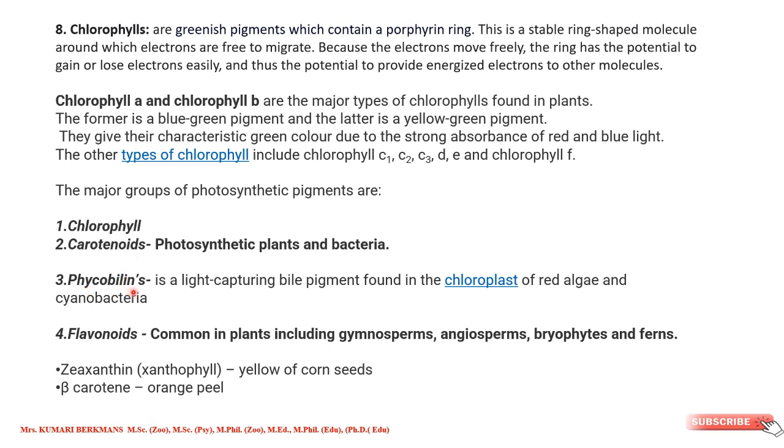Phycobilins are light capturing bile pigments found in the chloroplasts of red algae and cyanobacteria. This is very important. Where are phycobilins present? In red algae and cyanobacteria. Phyco means cyanobacteria and red algae, keep in mind. Flavonoids are common in plants including gymnosperms, angiosperms, bryophytes and ferns.